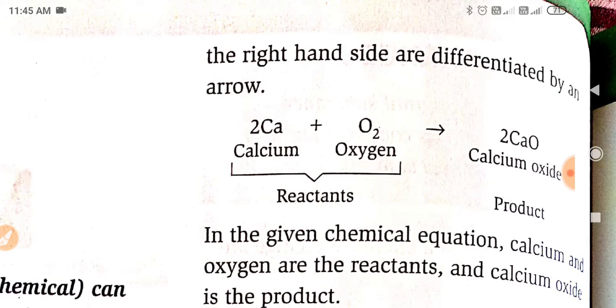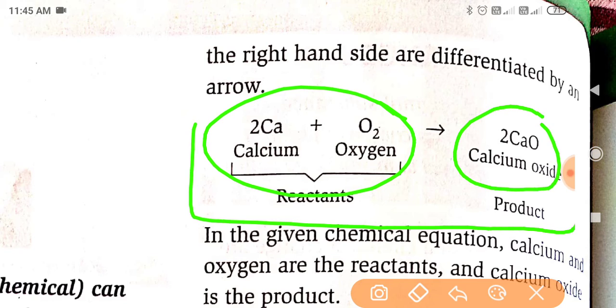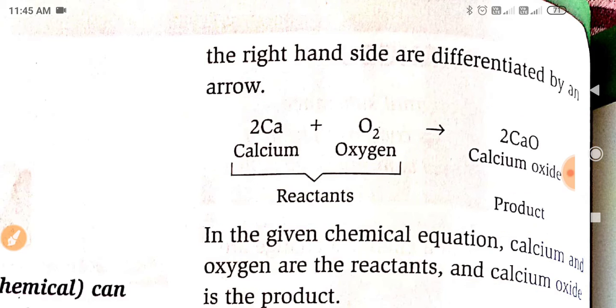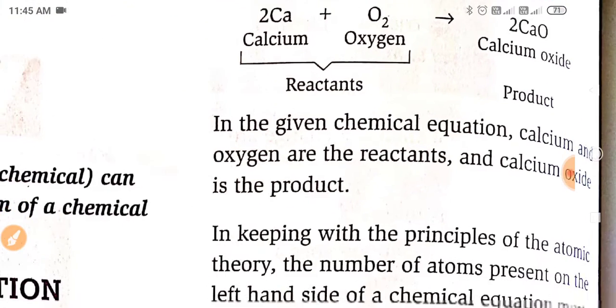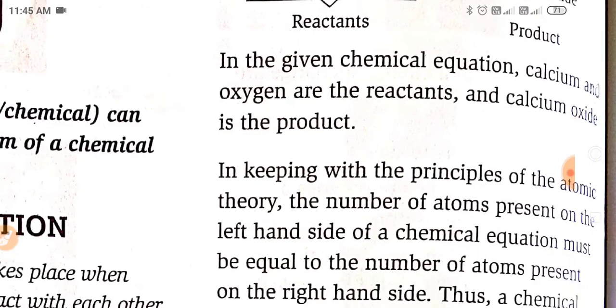If you see this example, those who forgot will now remember that these two, calcium and oxygen, are reactants because they react with each other, and the product formed is calcium oxide. It is differentiated by an arrow in between them. So this is a chemical equation. In the given chemical equation, calcium and oxygen are the reactants and calcium oxide is the product.